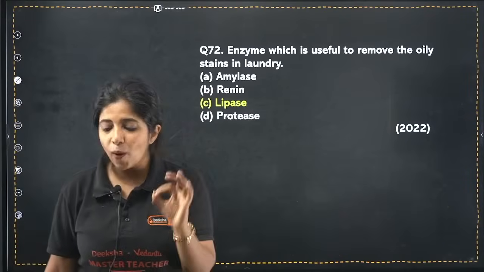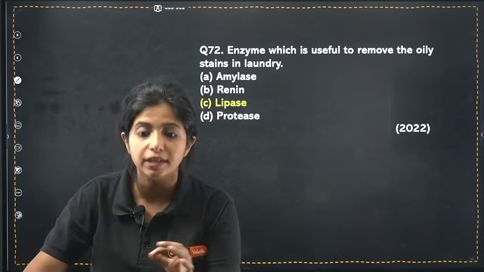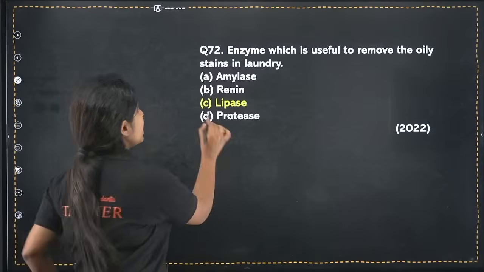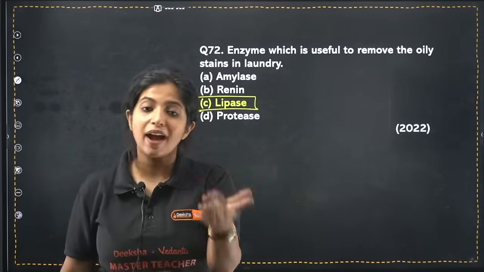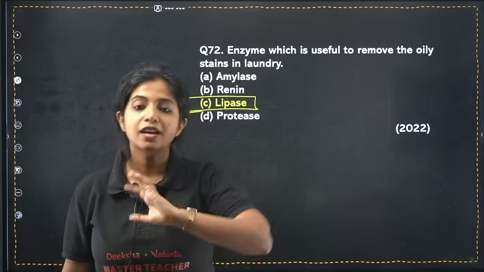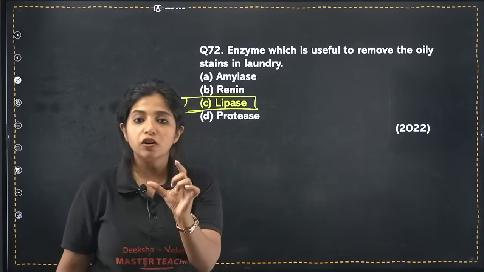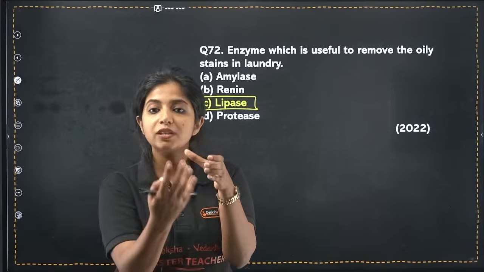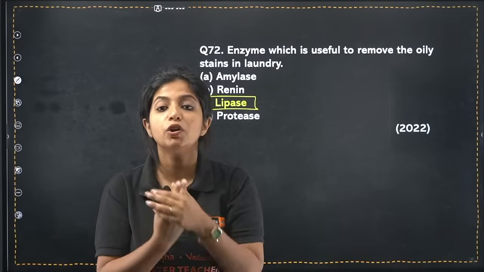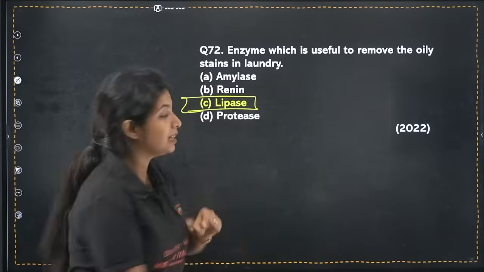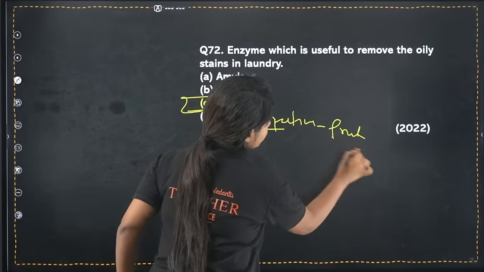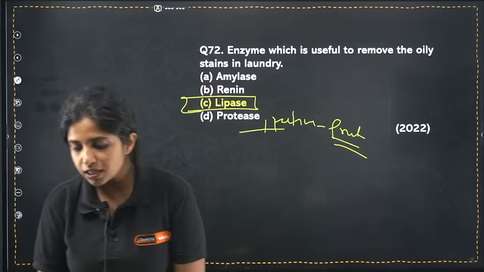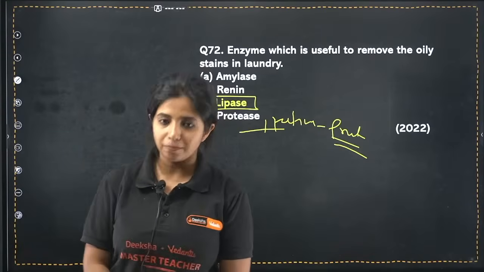Now suppose you have an oily stain on the dress. How do you remove it? You remove it with the help of lipase, because lipase acts on lipids, and fat is a lipid, oil is a lipid. So you are going to use lipase. If you have a fruit jar that's clumped up and you want to clear it up, what do you use? Protease or pectinase, for fruit juices.